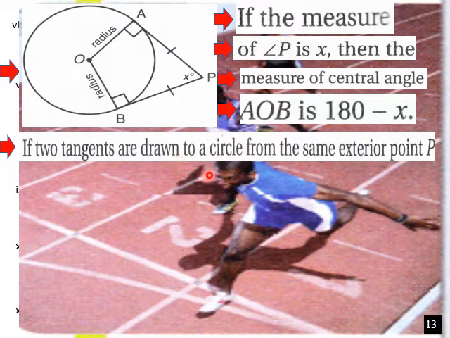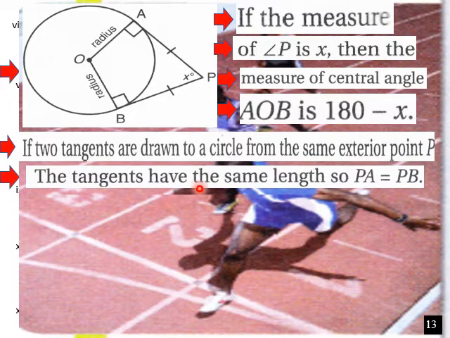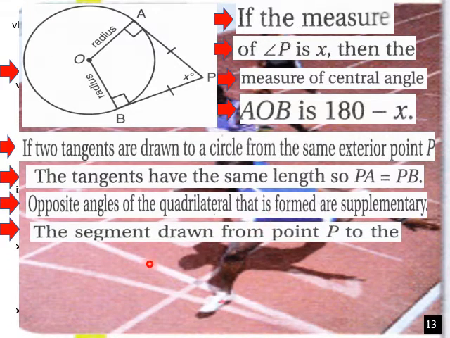If two tangents are drawn to a circle from the same exterior point P, the tangents have the same length, so PA equals PB, and this is marked here by these congruency marks. Opposite angles of the quadrilateral that is formed are supplementary.